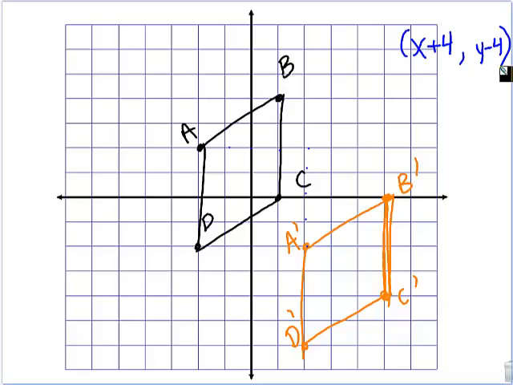Did I put B at the wrong spot? Oh, it's the right spot. Well, I saw the B way over here. It's the right spot. 4 over, 4 down. Jeez, Calvin.